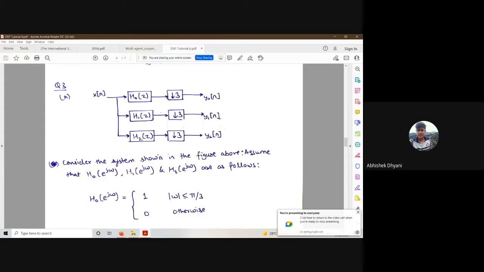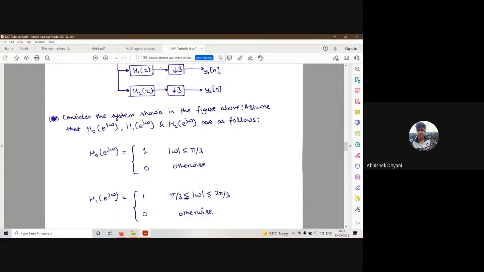Here we have the signal x of n. There are these three filters, H0Z, H1Z, and H2Z, followed by a downsampler of 3, right? Recall from what you have studied in the polyphase decomposition lecture, these are nothing but decompositions of some filter Hz, and there are 3 such decompositions. The question says to consider the system shown in the figure above. Assume that H0, H1, and H2 are given as follows.